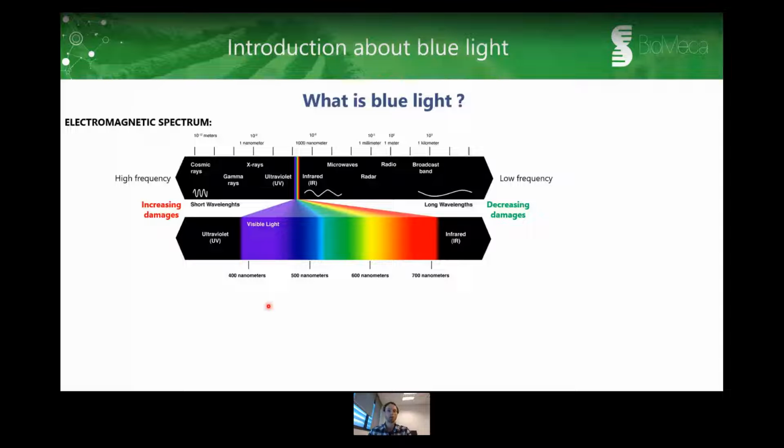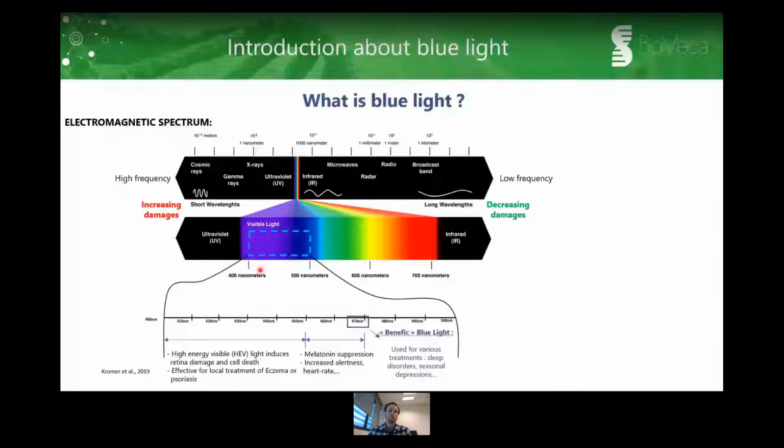Light is just one part of the electromagnetic spectrum, and our eyes can only detect visible light from 400 nanometers to 700 nanometers. Blue light is almost found at the end of the visible light spectrum and is associated with a short wavelength and high energy, meaning that blue light can be deleterious for humans.